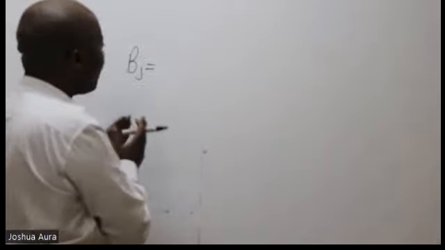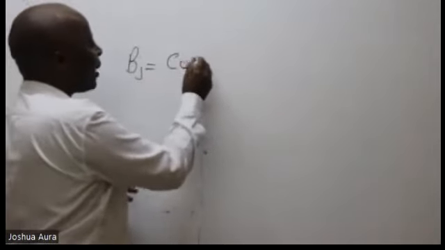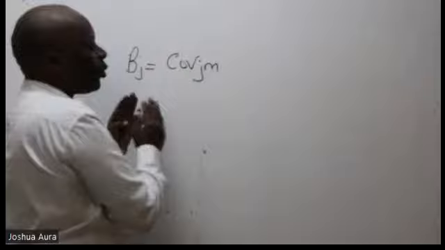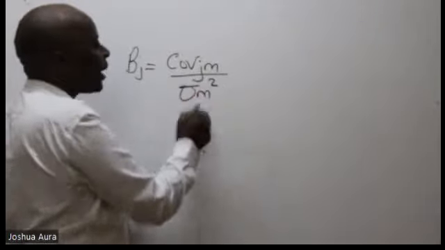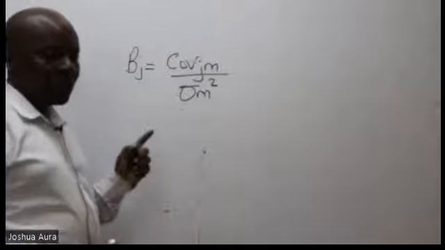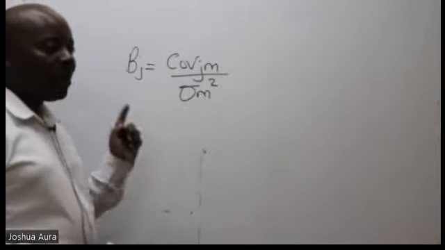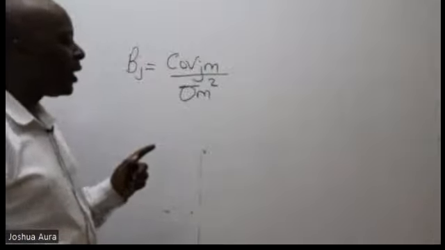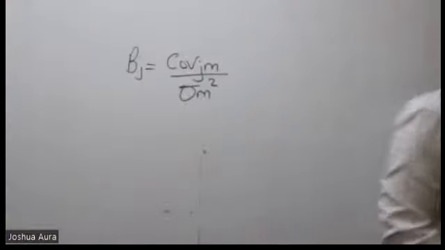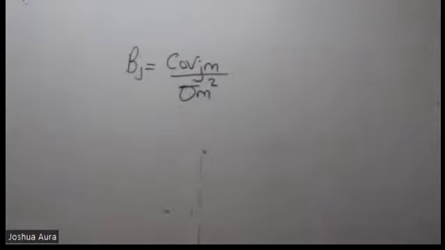When they want me to give them beta J, I will come, ladies and gentlemen, and give them the covariance between J and the market, all over the standard deviation of the market squared. Very, very important. This is very important for all of us to appreciate.